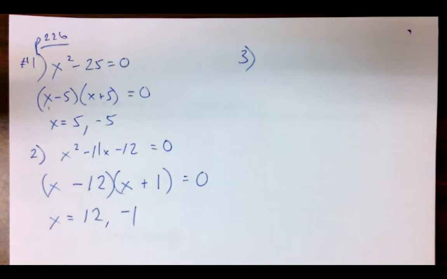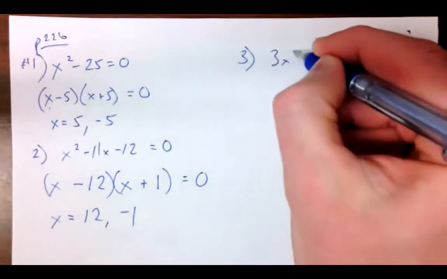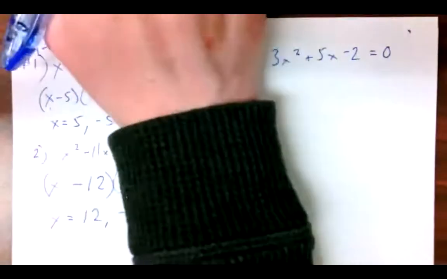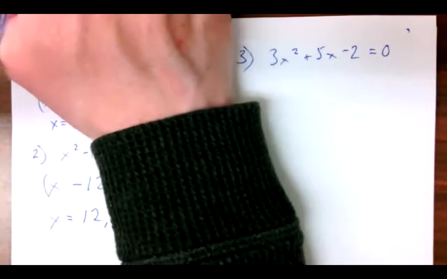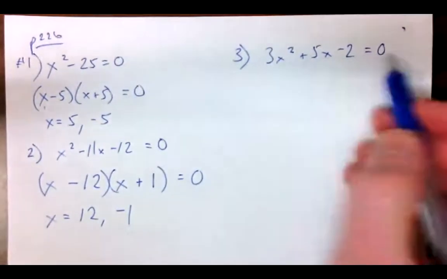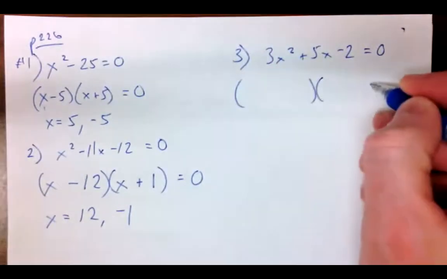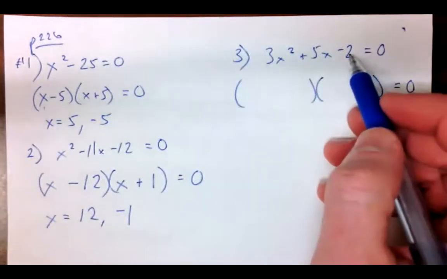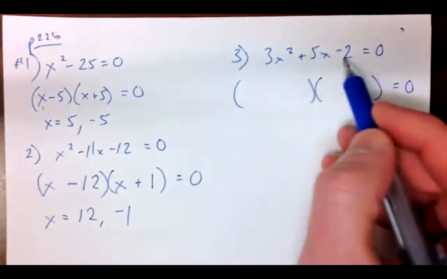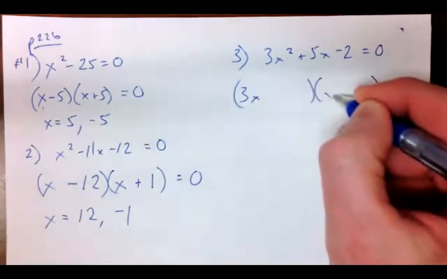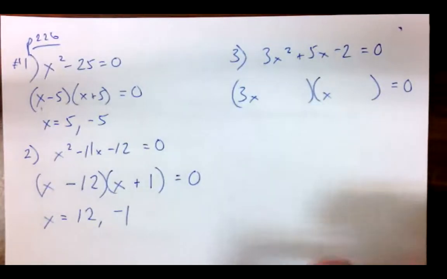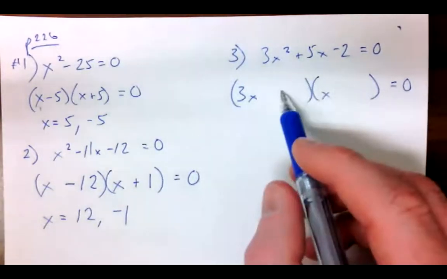Third example, 3x squared plus 5x minus 2 equals 0. Here, factoring is a little bit trickier. If you want to do that longer way where you do 3 times negative 2 and so on, you can. You don't really need to because we have prime numbers here. So it's going to be 3x and x, or if you want to do x and 3x, that's fine. The signs are different, so they're going to be different in here.